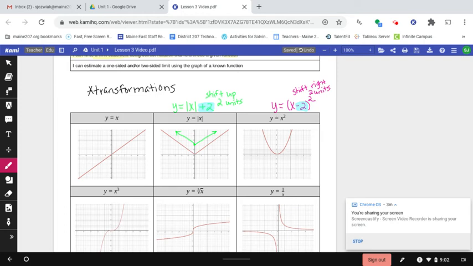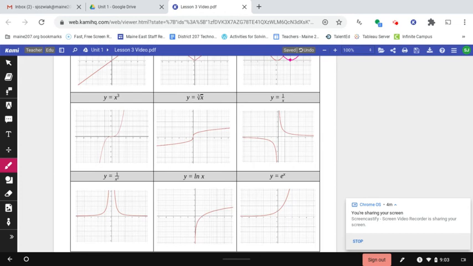So instead of our vertex being at 0, 0, now our vertex is going to be at 2, 0, but everything else about our parabola stays the same. So we literally just took it and slid it over 2 units. So this is what I mean when I say you have to not only know the parent functions, but you have to know how the transformations affect those parent functions also. So again, I'm not going to go through all of them.